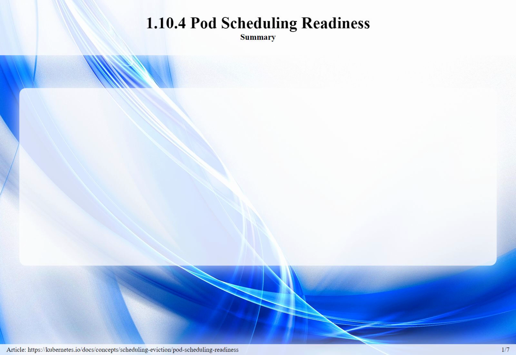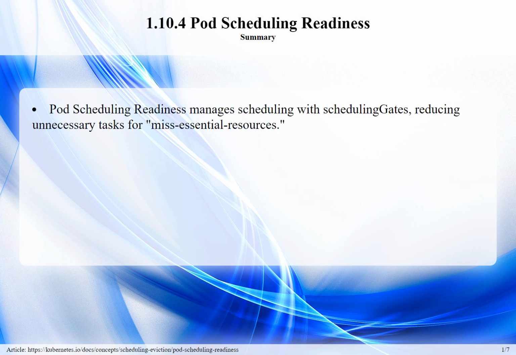Here is a short summary about the article. Kubernetes version 1.30 introduces pod scheduling readiness, utilizing scheduling gates to control when a pod is ready for scheduling. This feature allows configuring readiness criteria at pod creation, addressing issues with missing essential resources, reducing unnecessary scheduler churn.